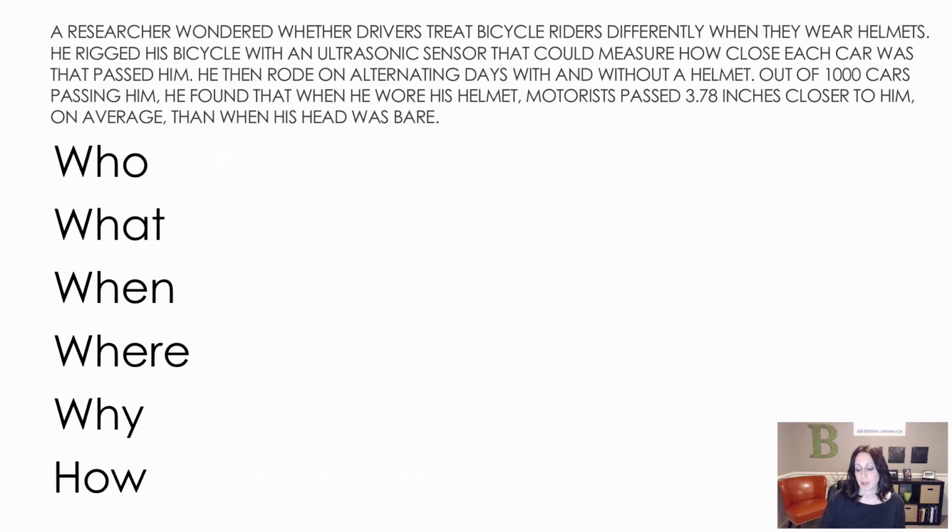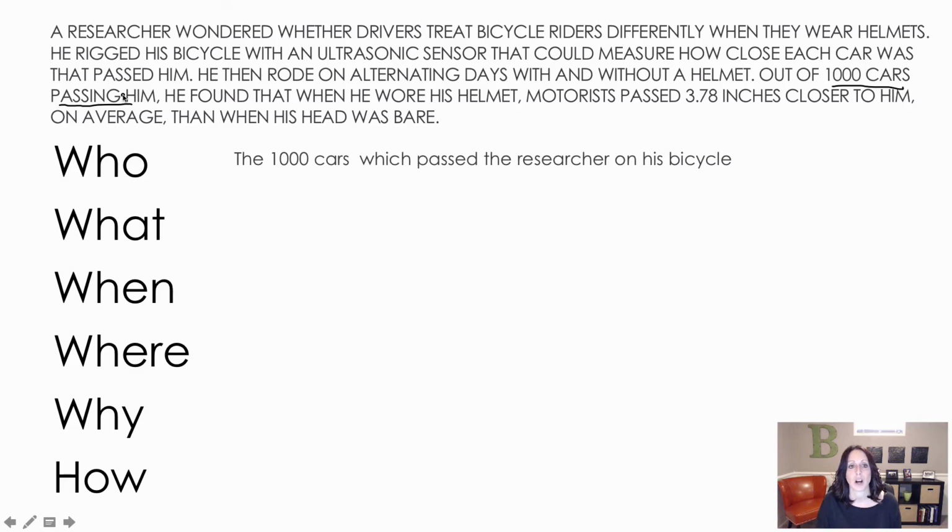So let's talk about these W's. The who. We're trying to find out who we are measuring. Well, we're talking about the 1,000 cars passing him. That's who is being studied, the 1,000 cars. What were we measuring? Well, we're measuring whether or not he wore his helmet, which of course would be categorical, and we're measuring how close each car was that passed him. So how close, and obviously we're talking about inches. So we're talking about how close, and that's quantitative in inches.